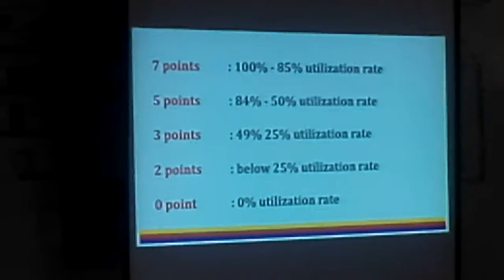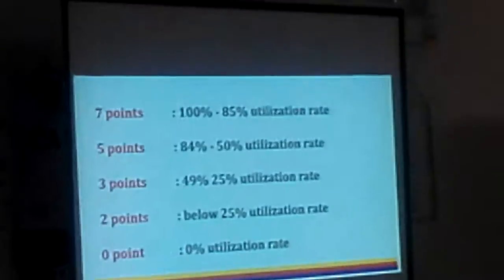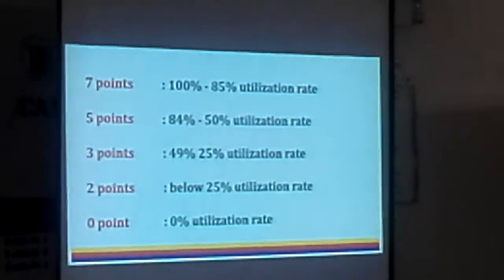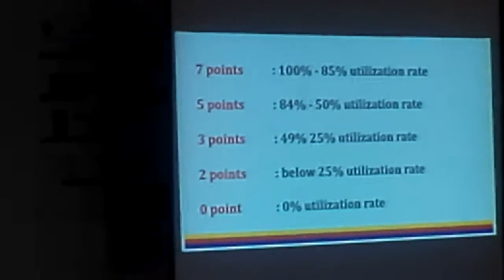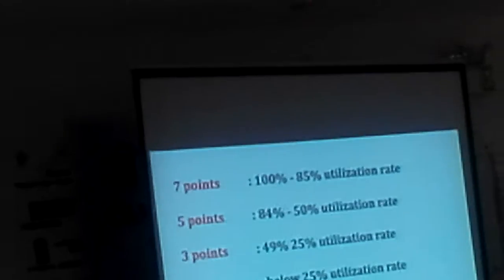7 points for 100 to 85 utilization rate. 5 points for 84 to 50% utilization rate. 3 points, 49 to 25 utilization rate, 2 points below 25%, and 0 for 0 utilization rate.